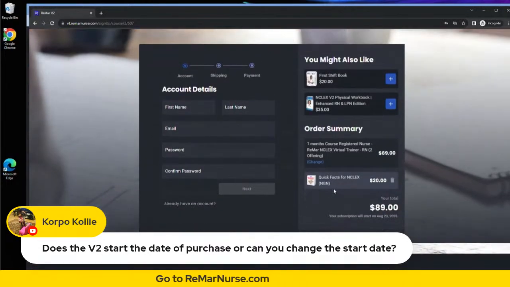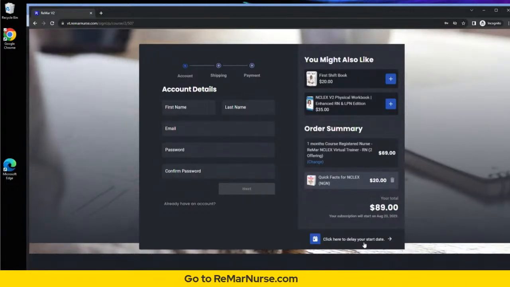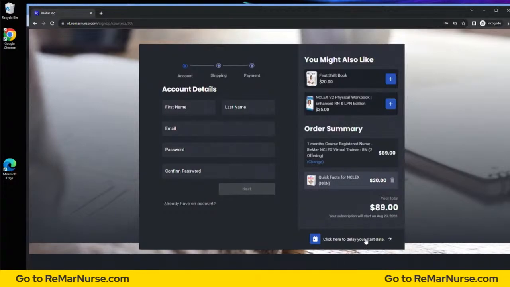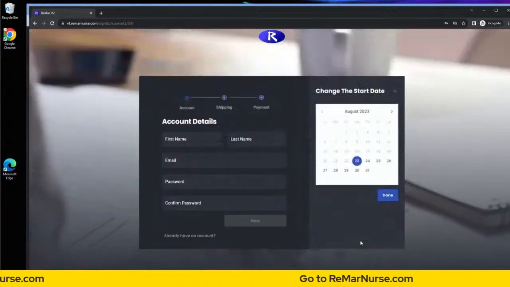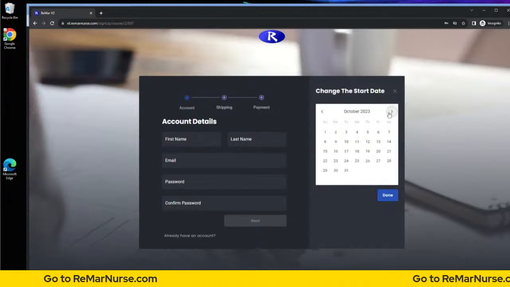Down here at the bottom, let me take this here because maybe it was hidden. Click here to delay your start date. And when you do this, all right, when you click on that, it's going to open up a calendar, and this gives you the ability to change your start date up to 90 days.